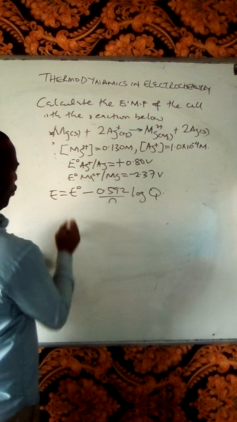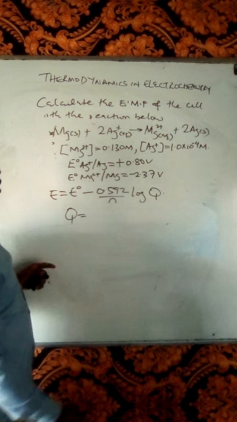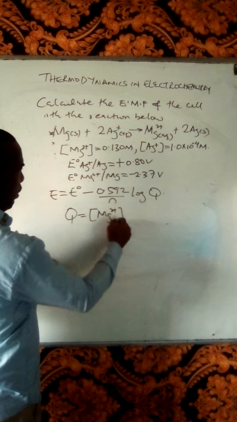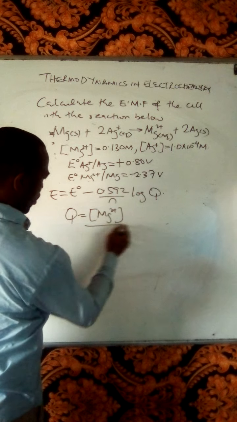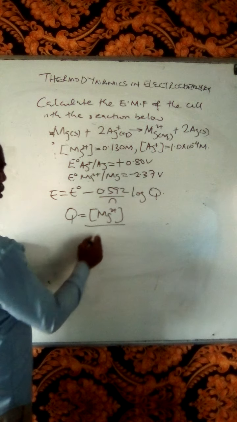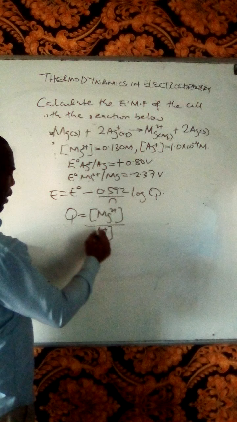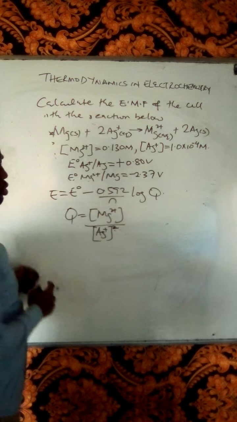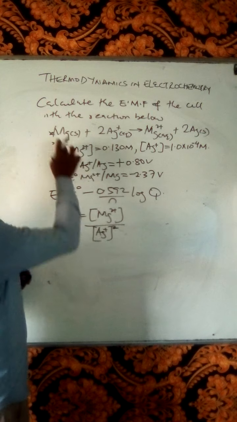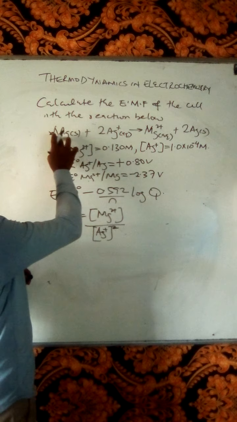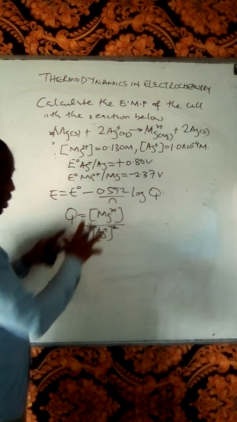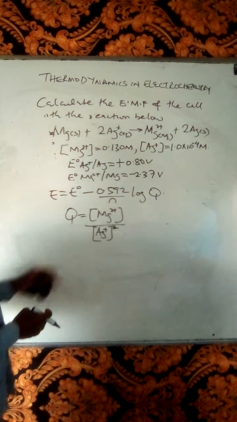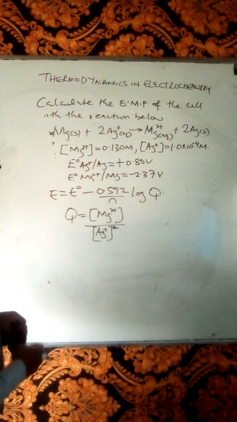How do we get our Q? Q is the activity quotient, which is the concentration of the product over the reactant. The product there is magnesium 2 ion. Silver will not appear because it's solid. All over, the reactant is silver 1 ion raised to power 2 because of the 2 moles of silver in front. That is why I have 2 here. Magnesium will not appear because it's solid. Solids are unit 1, so we ignore them in this expression. Having done that, we now make our substitution and solve.